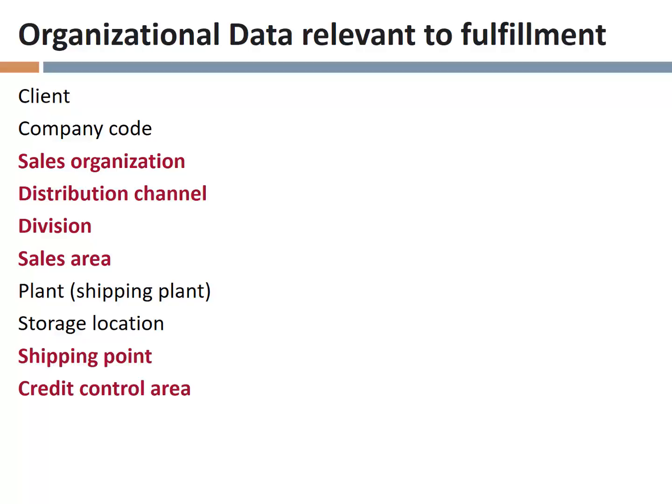And then we have the shipping point and credit control area, which are organizational elements as well that are unique to us in the fulfillment process. So we'll talk through these, and that'll probably be the main focus of our time together today, but perhaps we can get into other things after that as well. So we don't need to talk about the client, we don't need to talk about the company code.